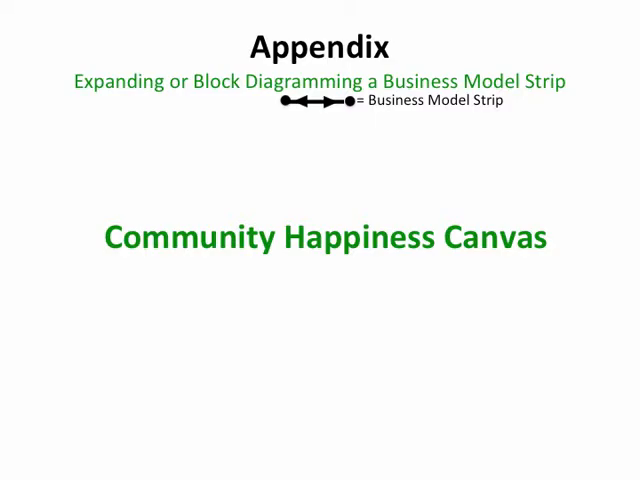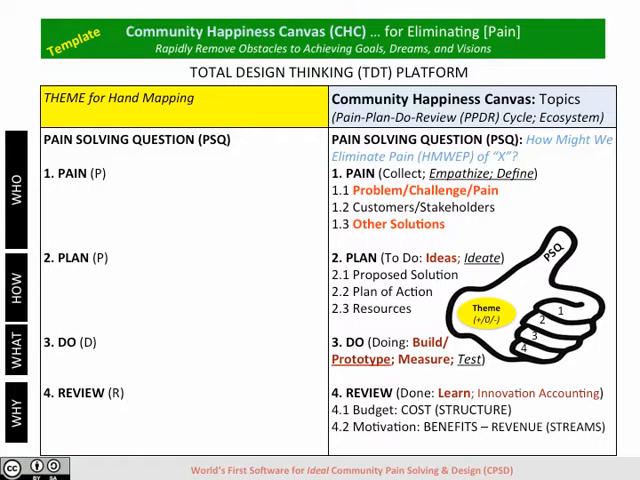But in concluding, I would like to mention that each strip can be expanded into a block diagram, such as when one uses the community happiness canvas or the business model canvas or the lean canvas. So this is a general template of a community happiness canvas. So each strip can be expanded by focusing on 5 items of the community happiness canvas, which is at different levels. So it starts with the pain solving question, and you go through the pain, plan, do, review cycle by highlighting each item. In other words, you drill into the business model strip or pipe business model.